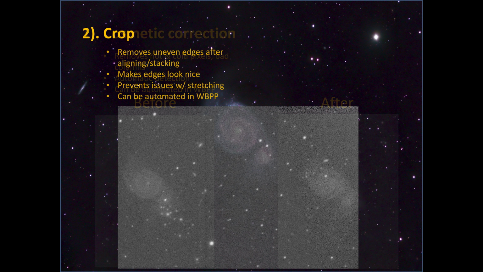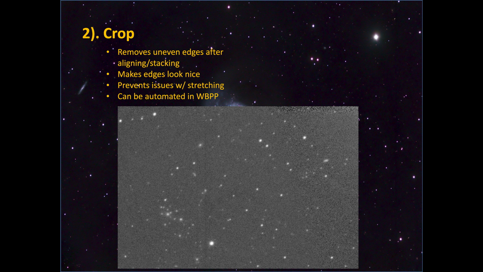So the next thing you want to do is crop your masters. When you stack data, you'll get either a master color image or masters per channel. And if you're dithering or you're shooting over multiple nights, the edges of your images typically will not line up exactly right. In this case, they definitely didn't line up because halfway through shooting this, I had to take the camera off and then put it back on.